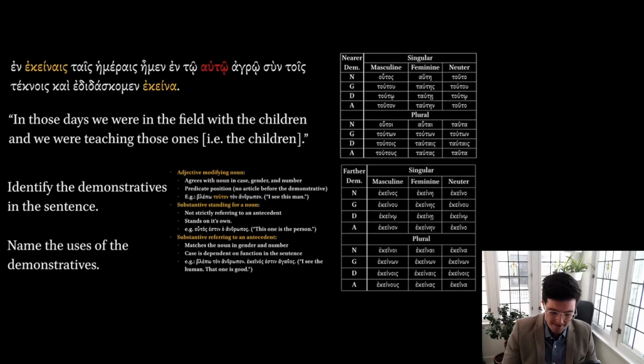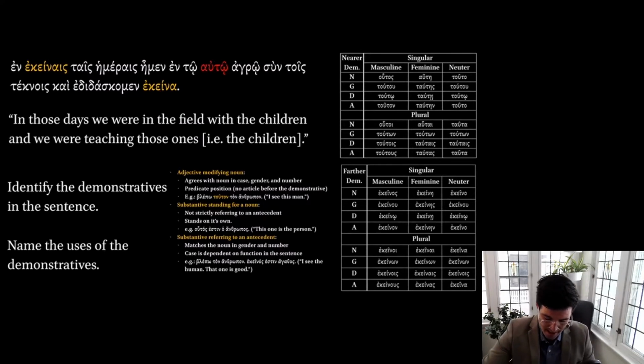And so what we have here is ekenais and ekena, both being farther demonstratives. In the first case, notice that it's going with the feminine dative noun hemerais, the days. So in those days, in this case, it's an adjective modifying a noun. It's in predicate position, no definite article before it. And this one, ekena, is going to be a substantive referring to an antecedent here.